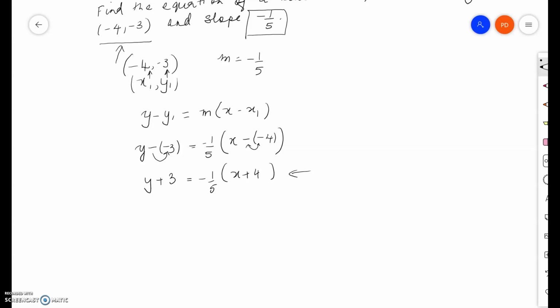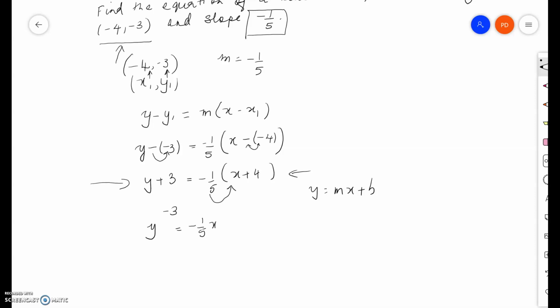Now if we had to put it in the slope intercept form, that is y equals mx plus b form, suppose we were asked to do that, then we can solve for y. Stopping here is absolutely fine unless the question asks you to go further. So now we subtract 3 on both sides. What we're trying to do is put it in the form y equals mx plus b, which is the slope intercept form. Let's distribute the -1/5.